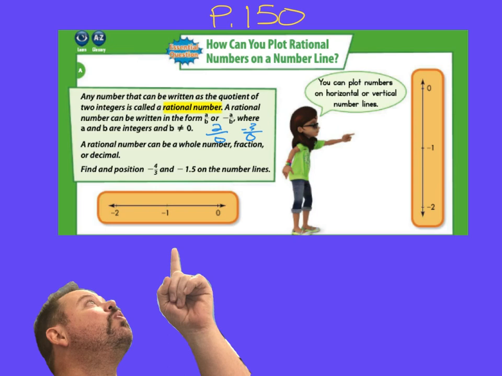It says find and position negative 4/3 on the number line. So 4/3 is telling me that we are going to be dealing with thirds. So between 0 and -1 and -1 and -2, we need to have them broken down into thirds. So I'm going to divide them into thirds: 1, 2, 3, 1, 2, 3.